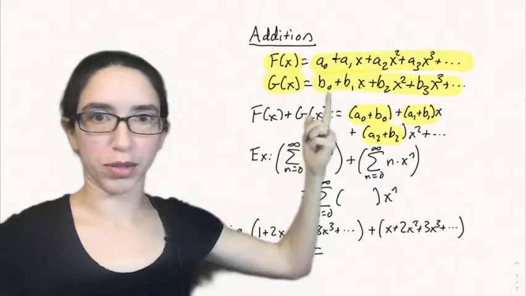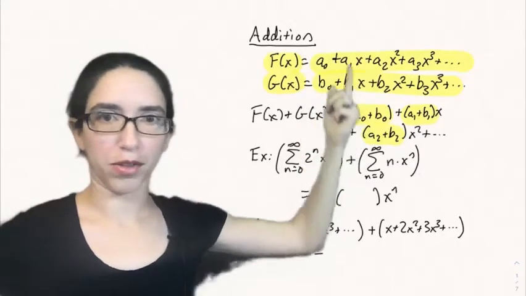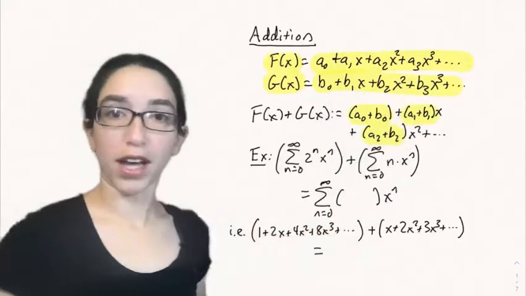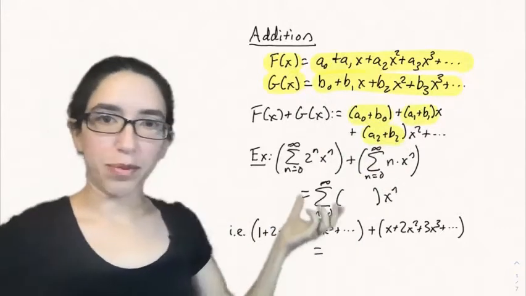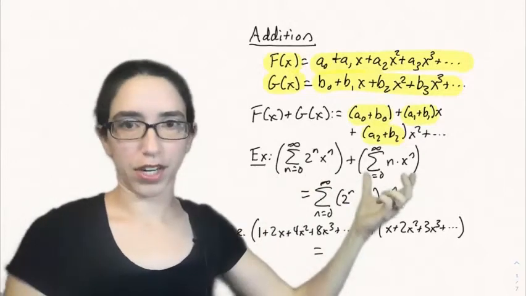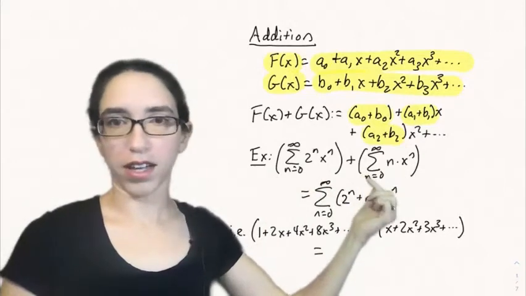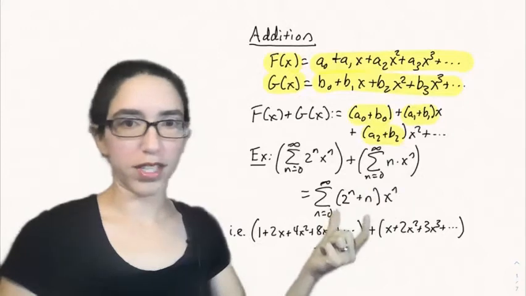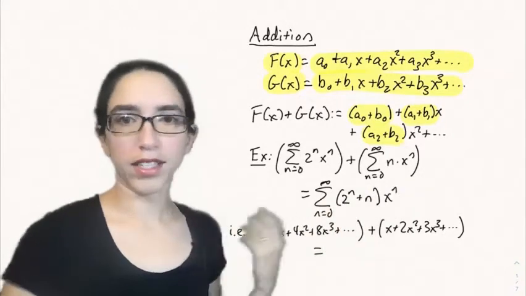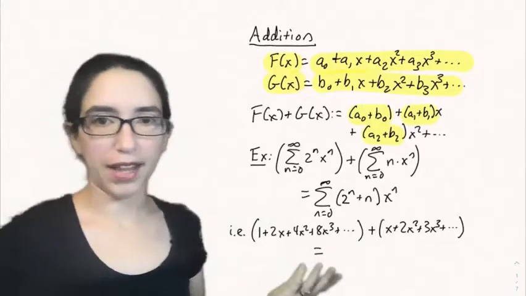You take a0 plus b0 for the constant term, and then you factor the x out of these two to get a1 plus b1 as the second term, and so on. So as an example, if I take the generating function of the sequence 2 to the n and the generating function of the sequence n, then the sum is the sum as n goes from 0 to infinity of (2 to the n plus n) times x to the n. So you just add things term-wise.